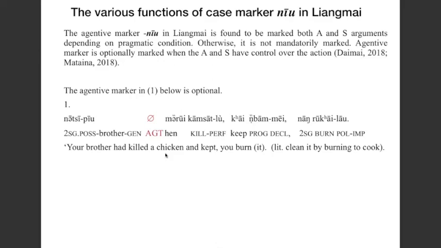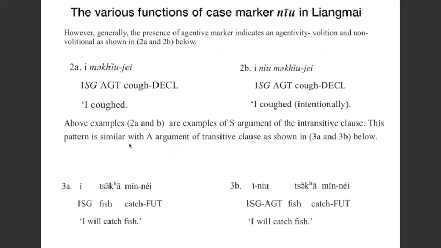However, the presence of the agentive marker indicates agentivity. That means if it is marked, it shows that the subject, the A argument, has control over the action, or it shows it is done with some intention. This can be seen in examples 2A and 2B. In 2A, I mi hue, I cough.